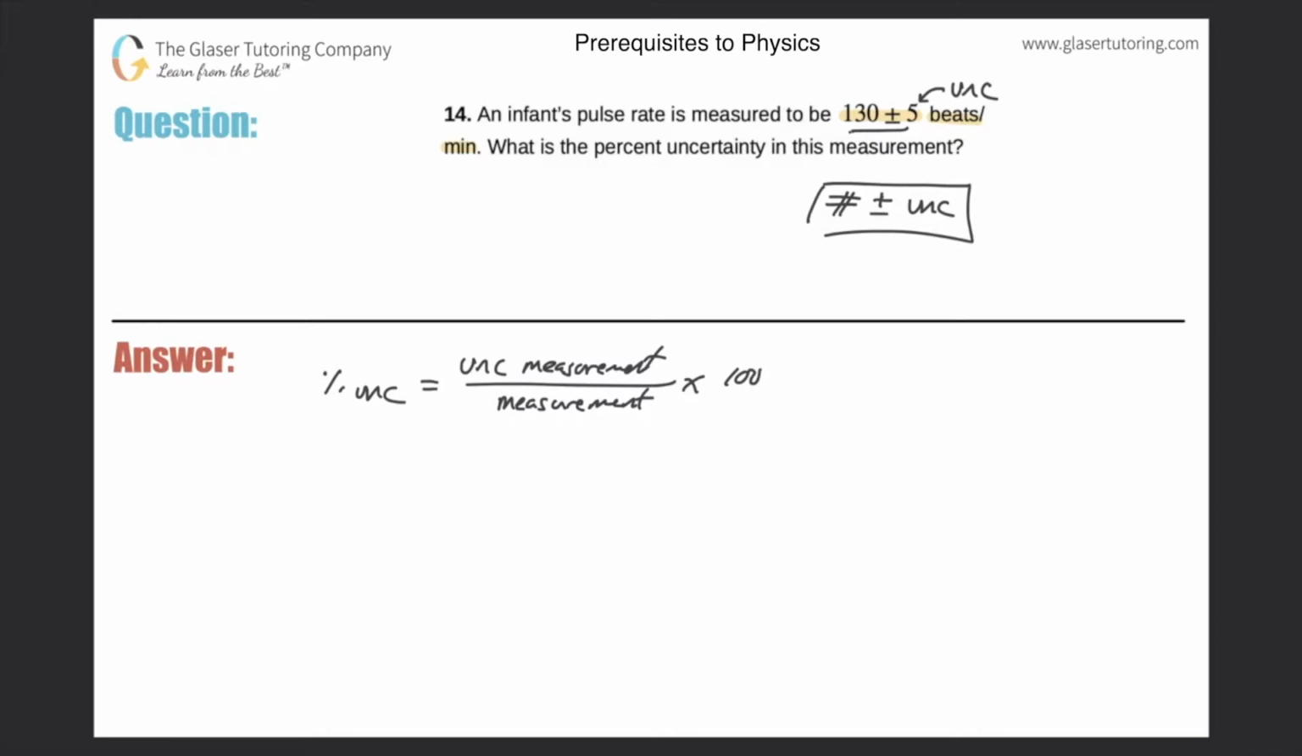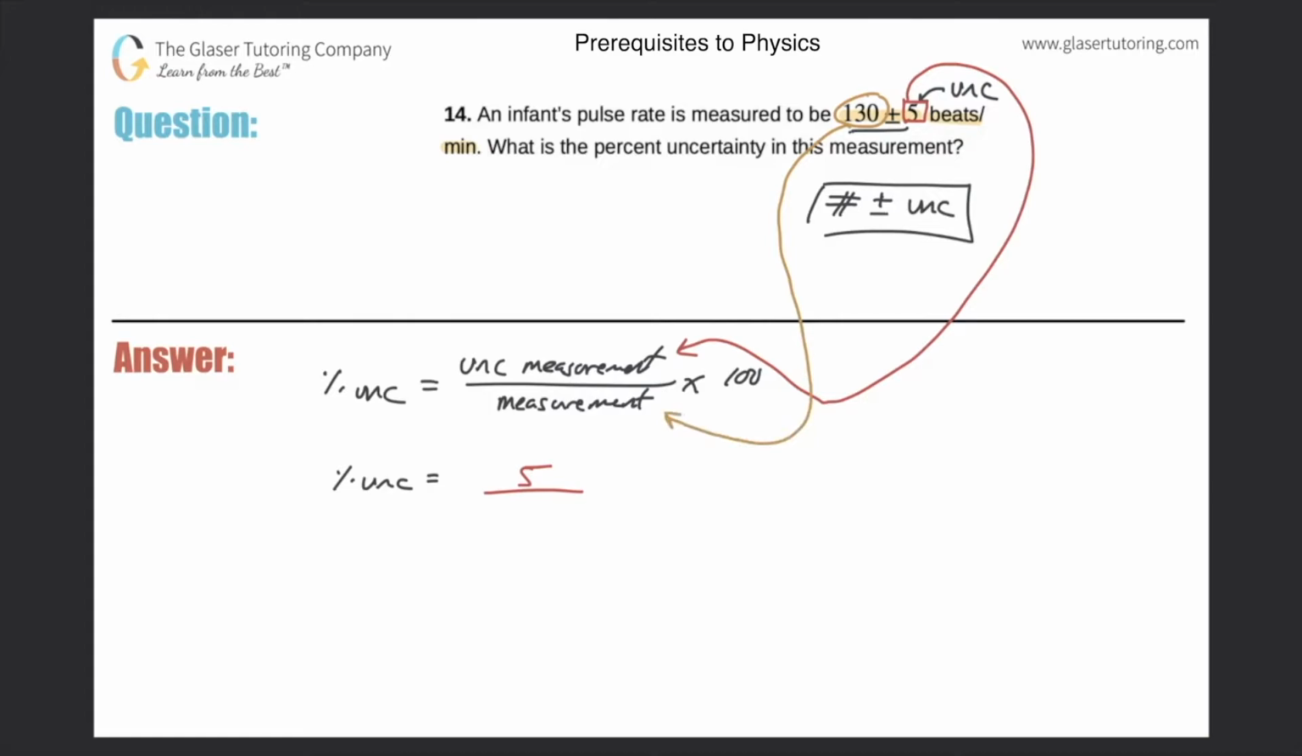So to find the percent uncertainty, let's take the uncertainty found in the measurement, which we said was 5, and plug it in for the uncertainty of the measurement. So that'll be 5. Then divide it by the measurement itself. The measured rate was 130 beats per minute, so that's the number we plug in for the measurement. So 130. And don't forget to always multiply by 100 when we're talking about a percent. Take out your calculator: 5 divided by 130, multiplied by 100. That should come out to approximately 3.85%.